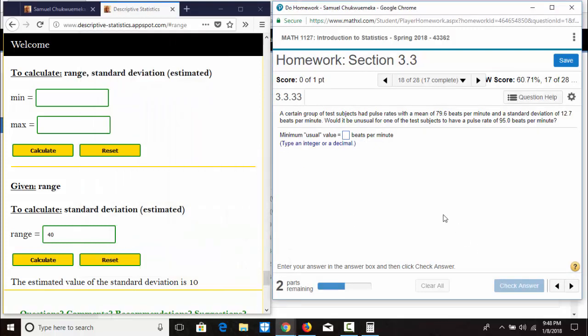Let's minimize this. Question 18. A certain group of test subjects had pulse rates with a mean of 79.6 beats per minute and a standard deviation of 12.7 beats per minute. Would it be unusual for one of the test subjects to have a pulse rate of 95.0 beats per minute? Okay, I'm going to do this with my calculator, usual and unusual.